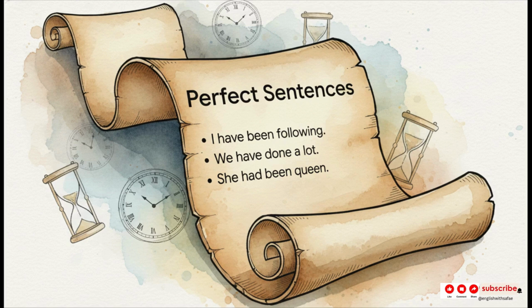I have been following you for a mile. We have done a lot so far. She had been queen of the town. The helper have or had basically stretches the action out. It gives it a rich, spanning history that a simple past tense main verb just couldn't achieve all on its own.